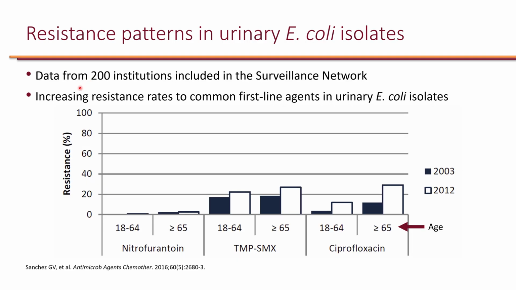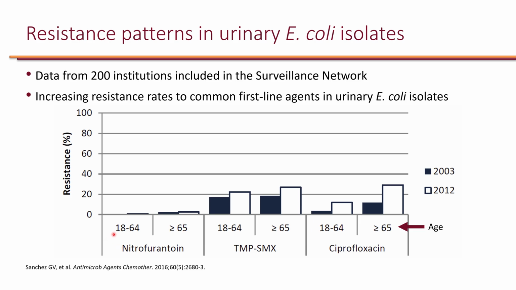Now let's take a look at the resistant patterns in urinary E. coli isolates across the United States. This was a study that compared the resistant rate for three drugs, so nitrofurantoin, trimsulfa, and ciprofloxacin. And they compared the rates from 2003 to 2012. This study was published in 2016, so it does take a few years to collect these data and publish it. They also compared two groups, so the age group 18 to 64 years of age and age 65 and older.